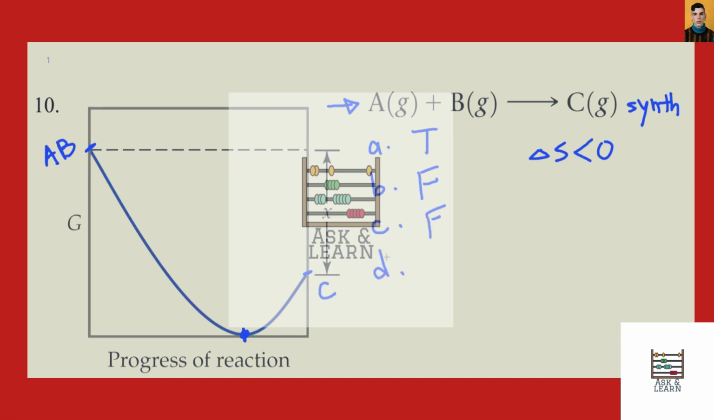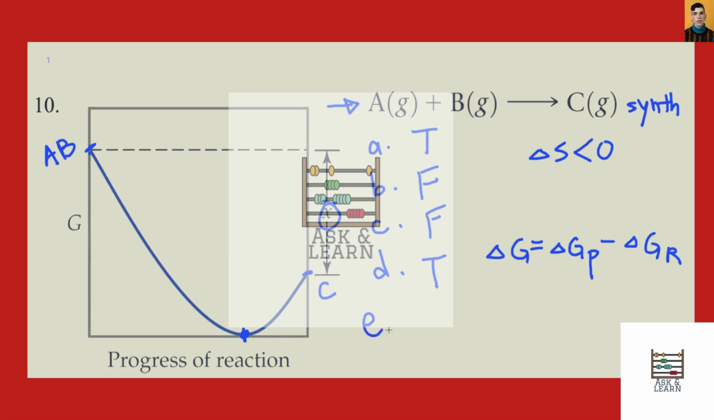Part D, this is asking if the X on the graph corresponds to the delta G of the reaction. This is true. This is because the delta G of a reaction only depends on the delta G of the product minus the delta G of the reactant. And this number X right here is the product minus the reactant, the difference. So part D is true.